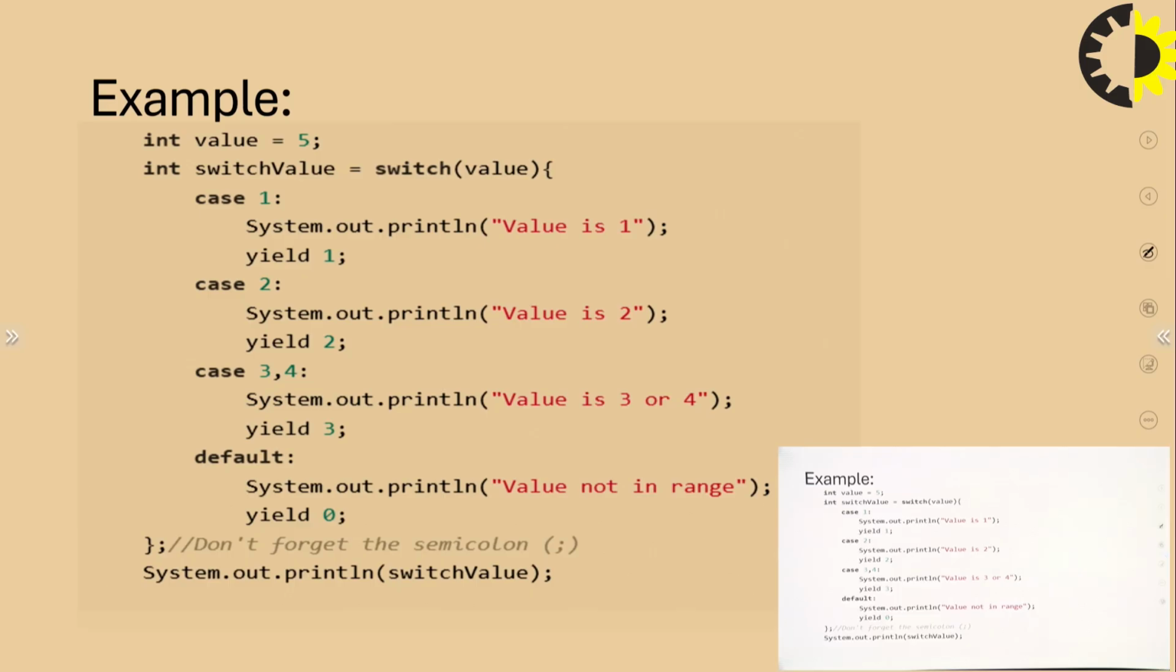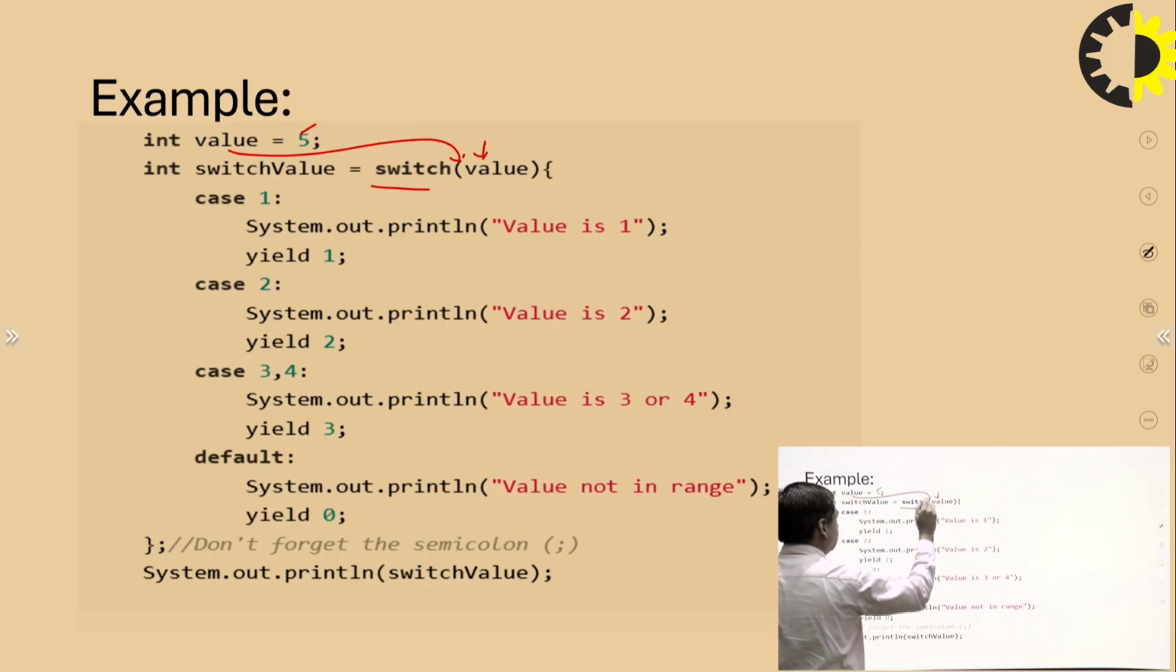Now, here is an example of a switch statement with colon notation. We have a value 5, a simple integer variable. Now, it is a switch statement. We are passing this value here.